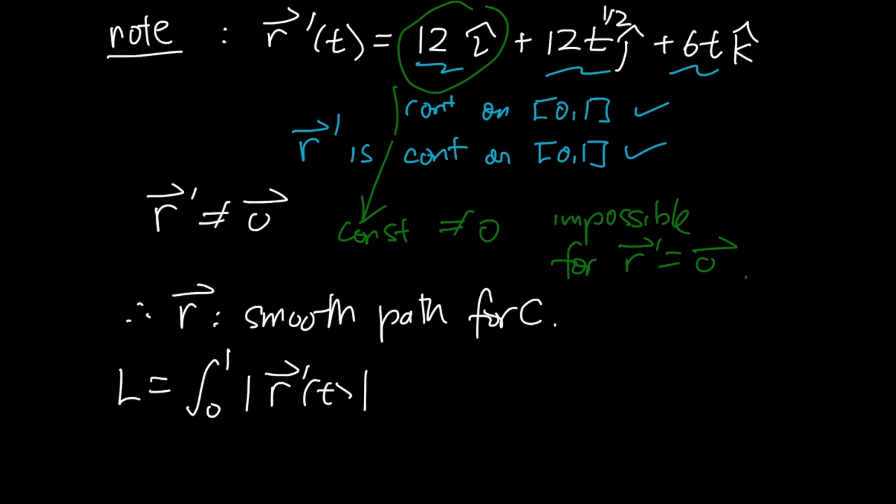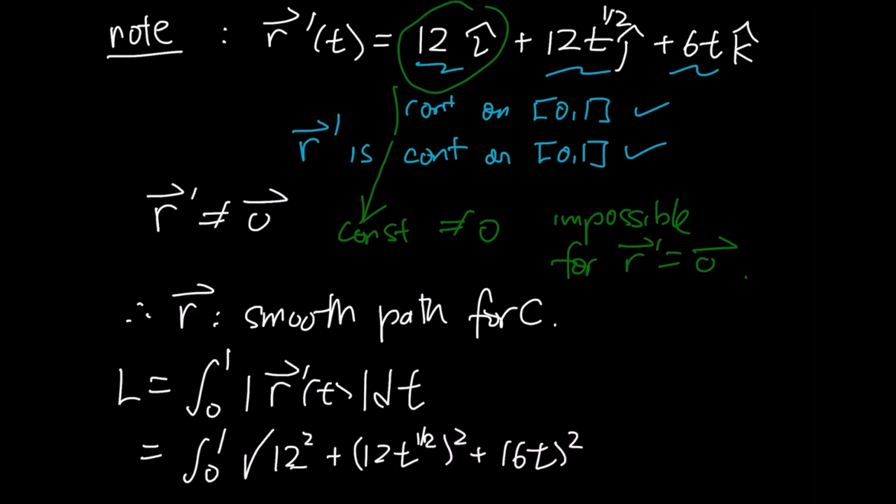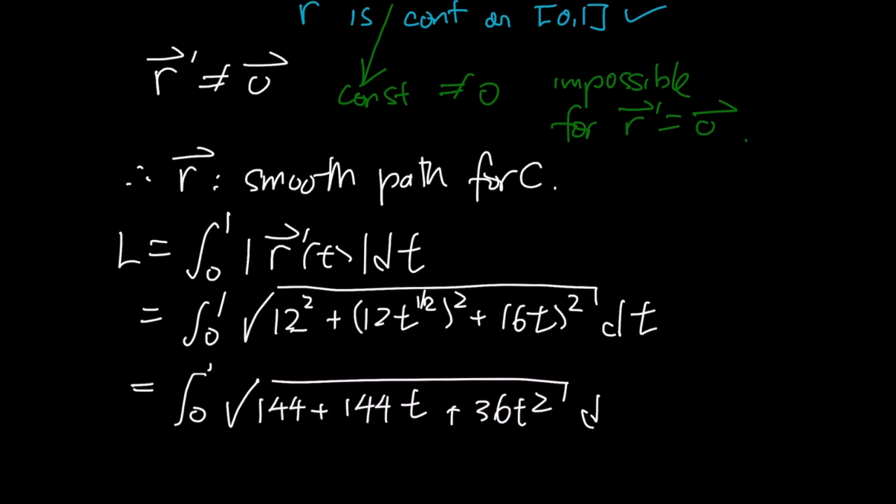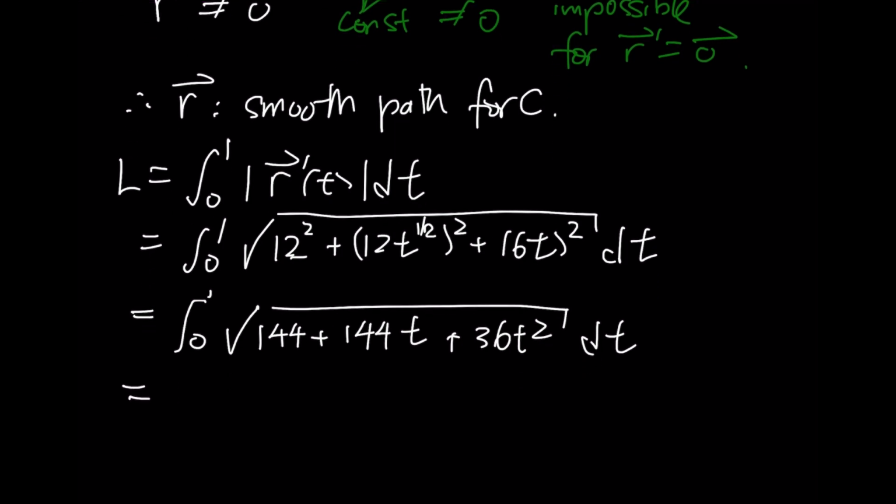Now, I've already computed the r prime vector. It's going to be the square root of 12 squared plus 12 to the 1/2 squared plus 6t squared dt. So this is going to give me an integral from 0 to 1 of the square root of 144 plus 144t plus 36t squared. Now, it turns out that integrals for arc length are notoriously difficult to evaluate directly because of the presence of the square root. In this particular case, there's a common factor of 36 that I can pull out from the root. This will give me a 4 plus a 4t plus a t squared dt.